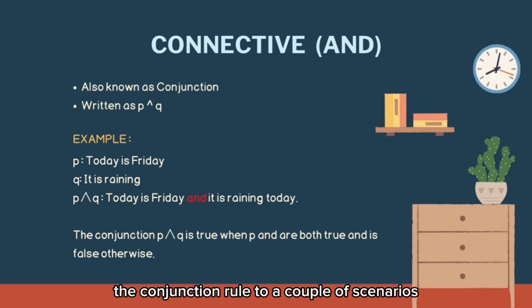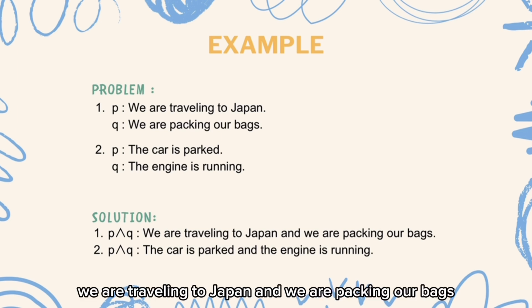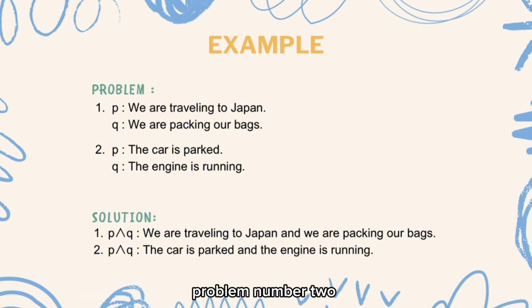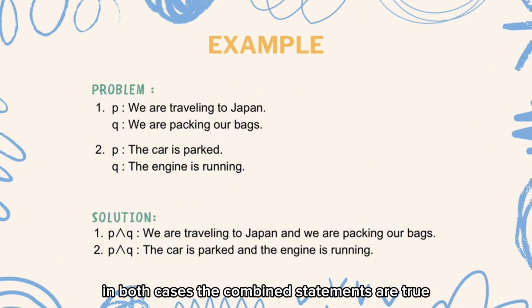Let's apply the conjunction rule to a couple of scenarios. Problem 1. P: We are traveling to Japan. Q: We are packing our bags. The conjunction P ∧ Q is we are traveling to Japan and we are packing our bags. Problem number 2. P: The car is parked. Q: The engine is running. Conjunction P ∧ Q is the car is parked and the engine is running. In both cases, the combined statements are true only if both individual statements are true.